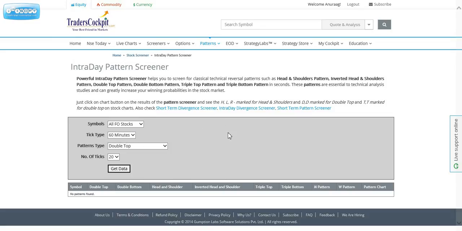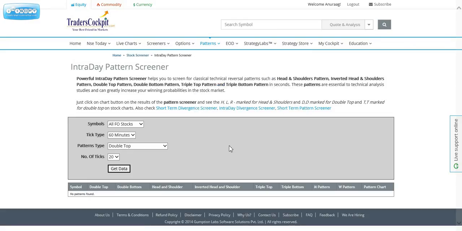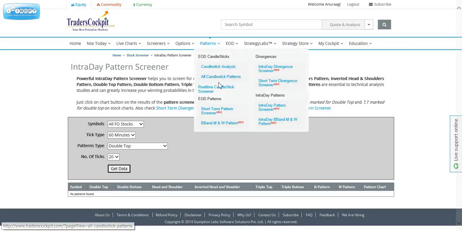So using this, you are able to screen classical patterns which are very important and essential to technical analysis studies, and greatly increase your winning probabilities in the market. As you can see, you can use these pattern screeners to screen out very powerful patterns. Also, we provide you the candlestick pattern screeners.